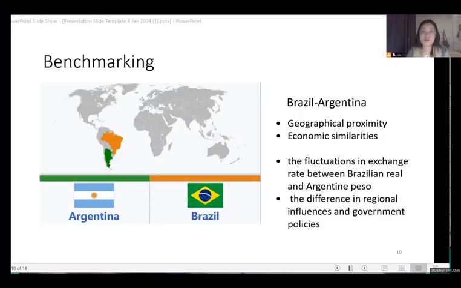To evaluate Argentina's macroeconomic performance, I choose Brazil as a benchmarking country due to their geographical proximity and economic similarities. Argentina and Brazil are neighboring large countries in South America. They both have mixed economies with elements of both capitalism and socialism. Besides, they have similar industry components. However, the fluctuations in exchange rate between the Brazilian real and the Argentine peso can lead to inaccuracies in comparing their inflation rates. And the difference in regional influences and government policies can affect the comparison of their economic performance.